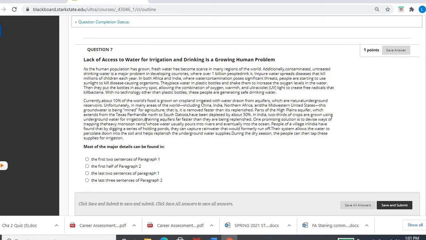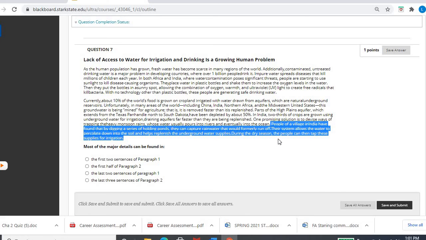My choices for the second paragraph are these 2, but it's not necessarily down here, which is more like details about a solution. So to me, the first half of paragraph 2 is kind of where they start describing some of the issues, like how did we get to this? Where did this problem come from? And it talks about the mining and the lack of replenishing.